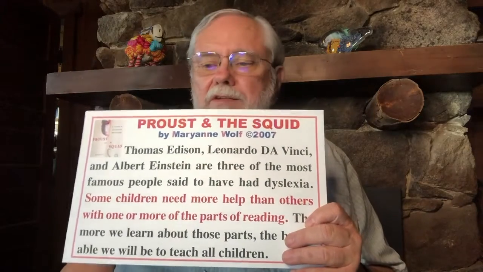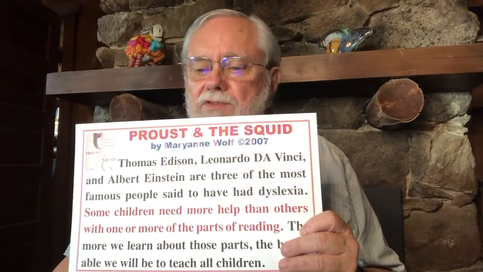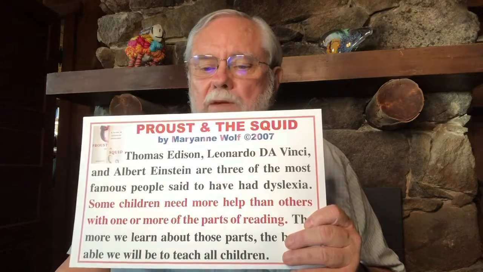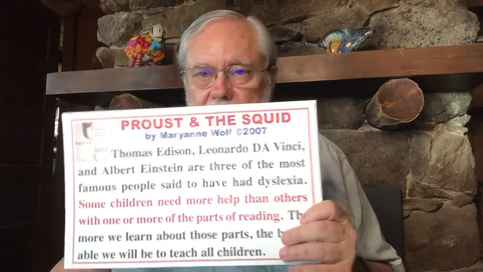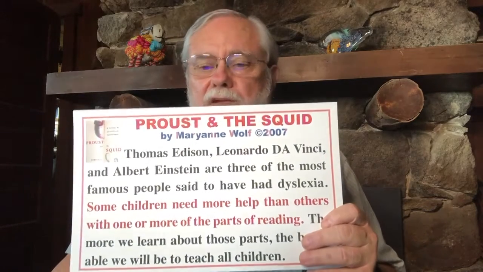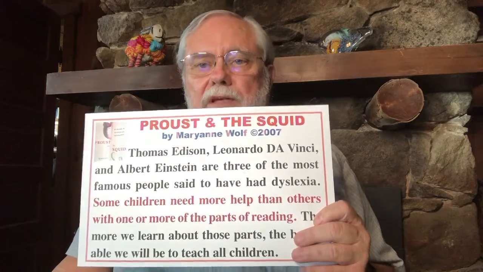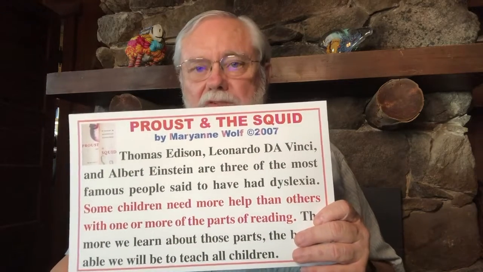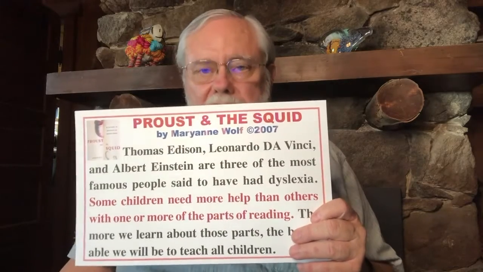In Proust and the Squid, Maryanne Wolf informs us that Thomas Edison, Leonardo da Vinci, and Albert Einstein are three of the most famous people who are said to have had dyslexia. So dyslexia doesn't just affect people at the lower end, it affects very bright people as well. So these individuals had to have a lot of time and assistance to learn to speak and read and write well, even though they were brilliant in the things they were capable of accomplishing.